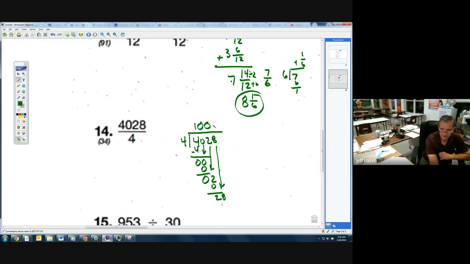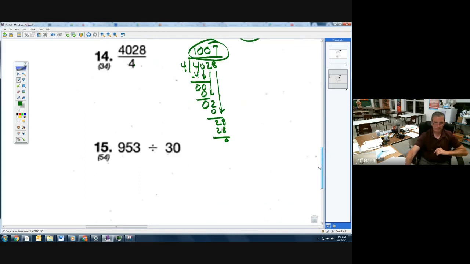And 4 goes nicely into 28 7 times. So my answer is 1007. Please keep those straight. Keep those zeros where they belong. Problem number 15.